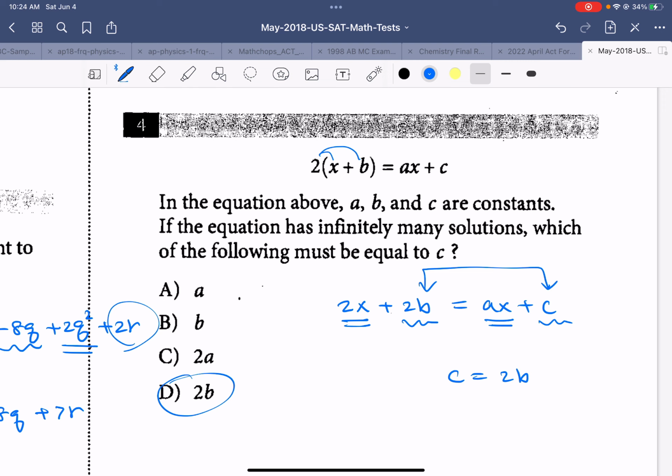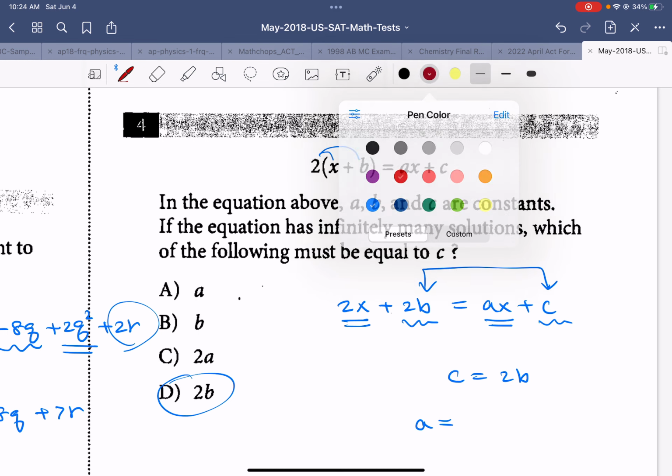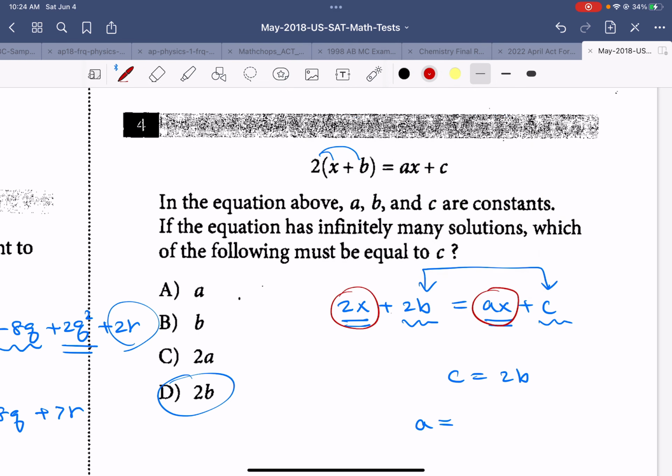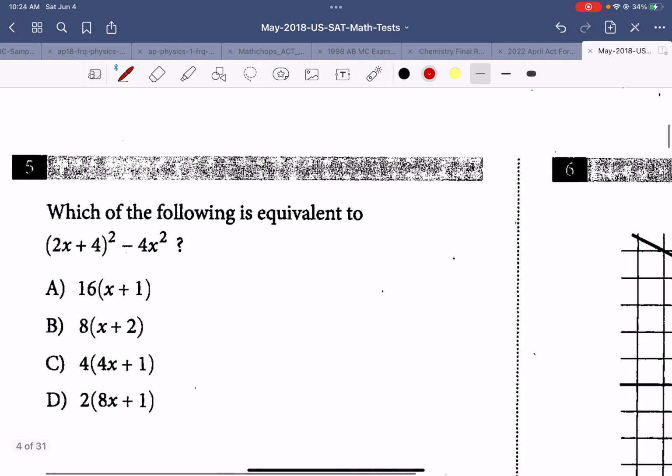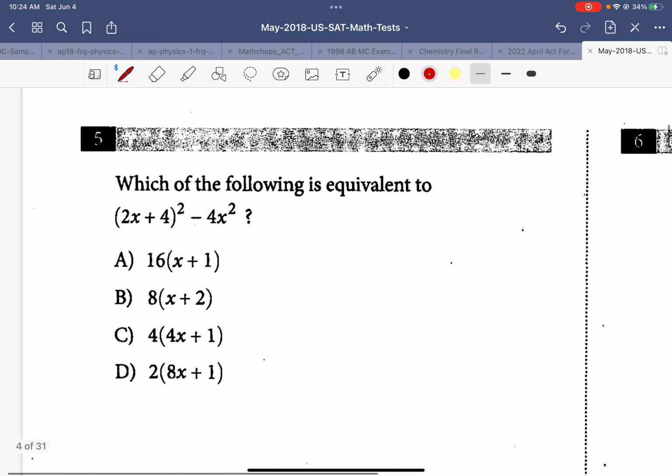That's it. So should it be D's answer? If they ask you what the a value is, you can find that out. The a value is right here, so a equals 2. But in this question, they didn't ask. So just the c value, which is 2b. Now, number 5. Which of the following is equivalent to that expression?